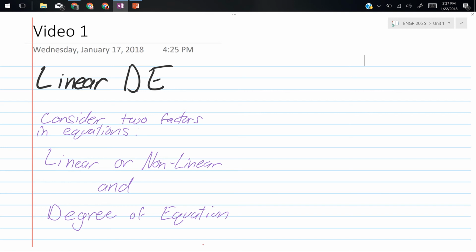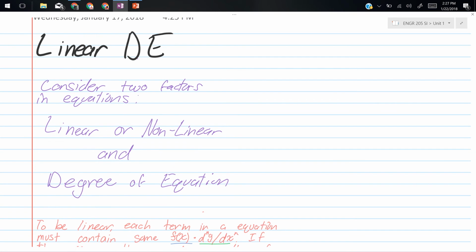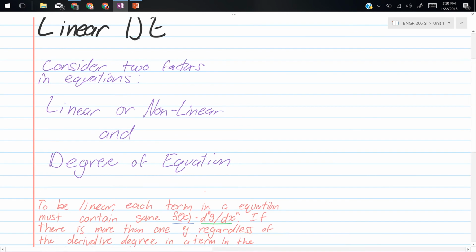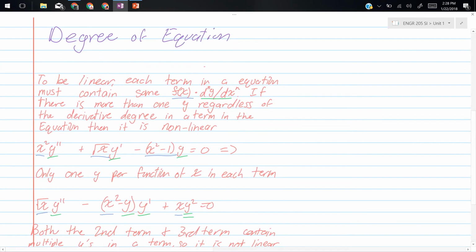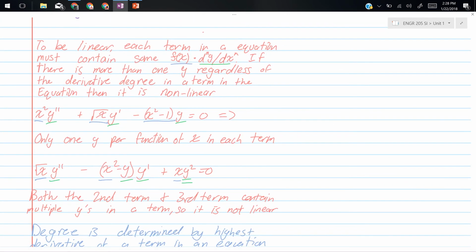So this first one's about linear DEs. For linear DEs, we need to consider two factors primarily: is it linear or nonlinear, and the degree of the equation. This is not really a concept of applying math. It's more about understanding and identifying it within an equation, because later on we will need to use this to solve other differential equations, using different methods depending on whether or not it's linear or nonlinear or what degree it is.